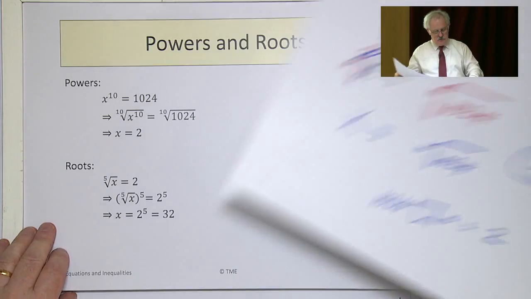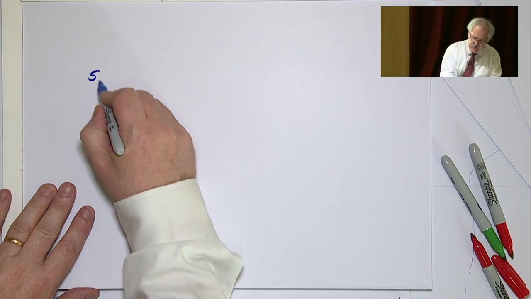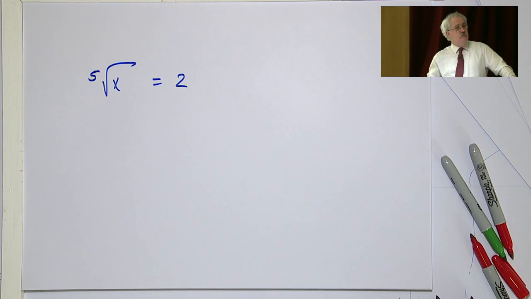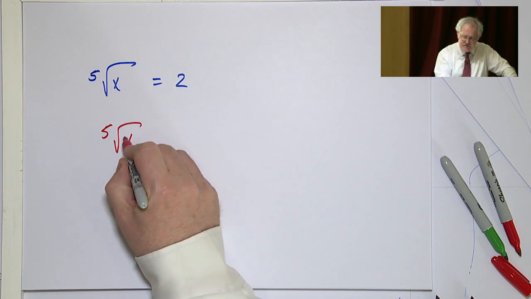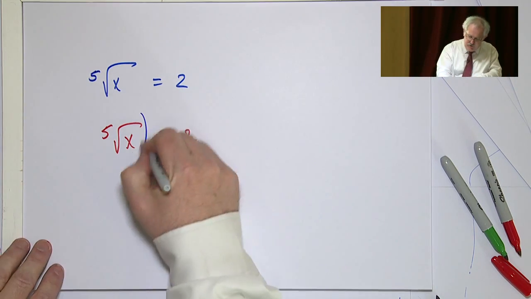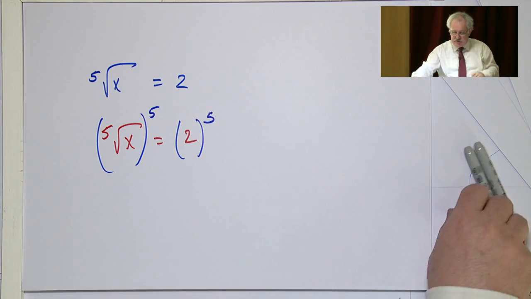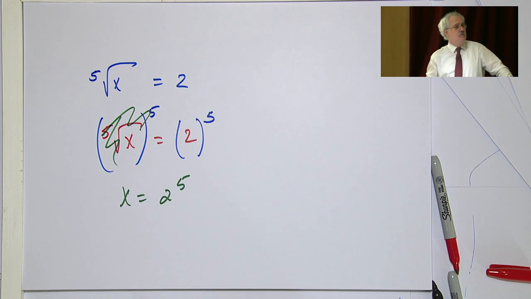Happy with that? The 5th root of x is 2. Here we've got the 5th root of x is 2. How do I get x? Do I like this 5th root stuff? No. What can I do? I could take the 5th power of that, that'd be better, wouldn't it? Because all of this stuff then would just disappear and I'd be left with x. Is that okay? Happy with that?